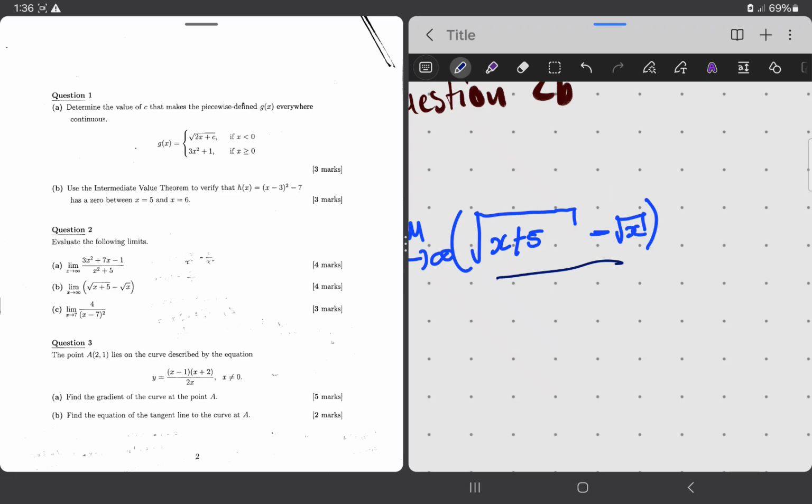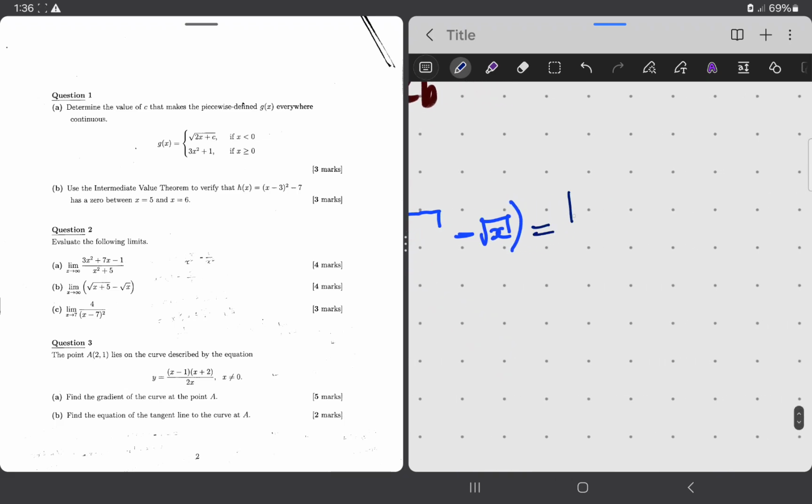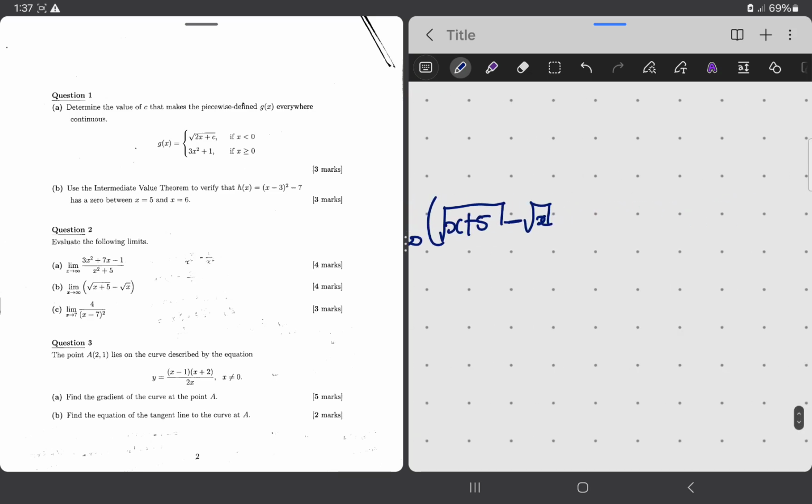Remember, the conjugate is you bring this exact same thing, but you change the sign in between them. So we can say this is going to be equal to the limit as x approaches infinity of the square root of x plus 5 minus root x, times, we multiply inside the bracket by square root of x plus 5 plus root x, because here it was minus root x, divided by the same thing, which is square root of x plus 5 plus root x.